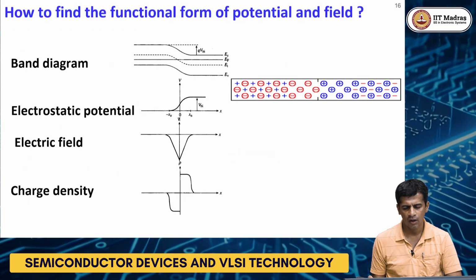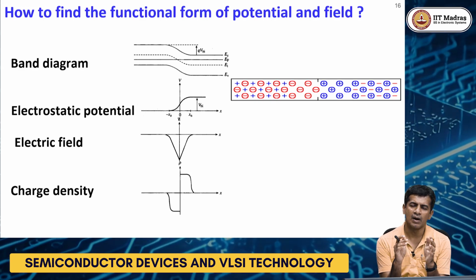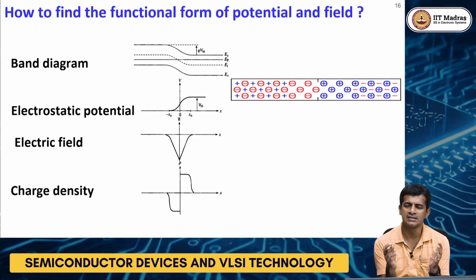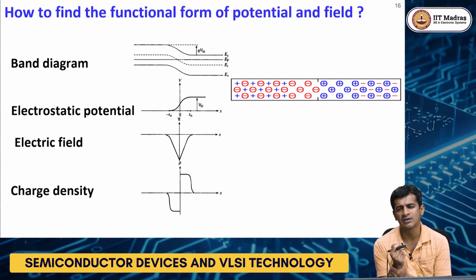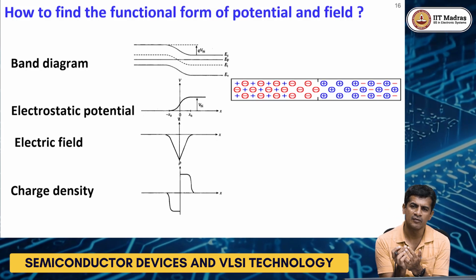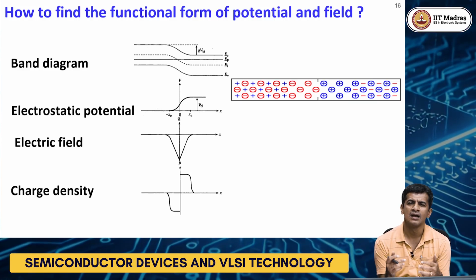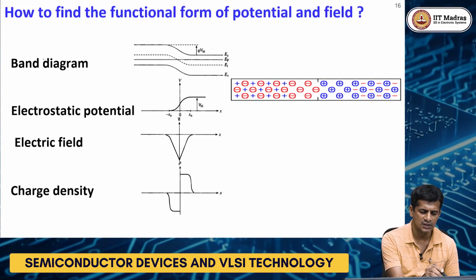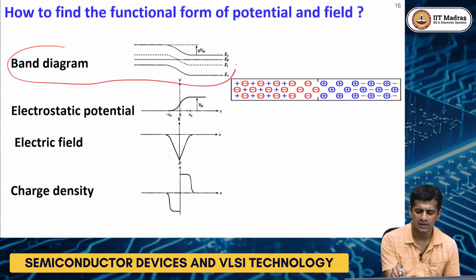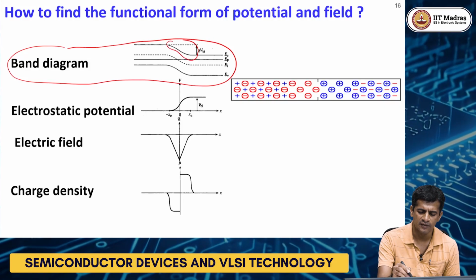Alright, so now we have tried to understand the PN junction in a qualitative manner. Now the question is, can we do something more, can we derive the functional form of the potential and the charge distribution, electric field and all those things? So we saw that the band diagram will look something like this. Our goal is to find the functional distribution.